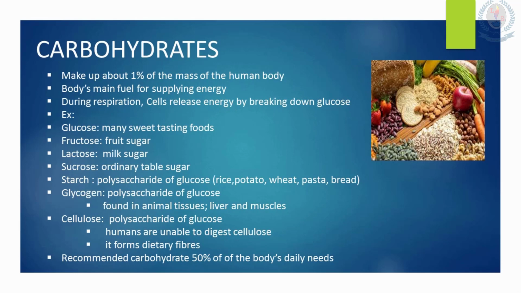Then glycogen. Glycogen is again a polysaccharide of glucose. It is found in animal tissues such as liver and muscle. And then cellulose. Cellulose is again a polymer of glucose. It is most commonly found in plant cell walls, and humans cannot digest cellulose because the human gut does not have the enzyme needed to break down the cellulose molecule.